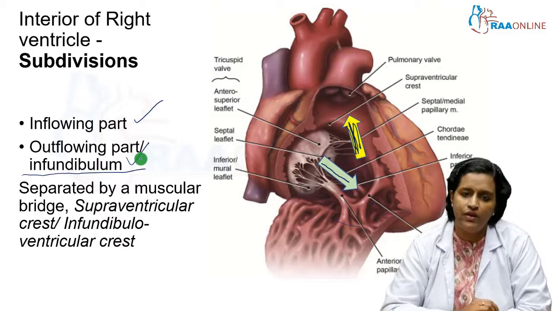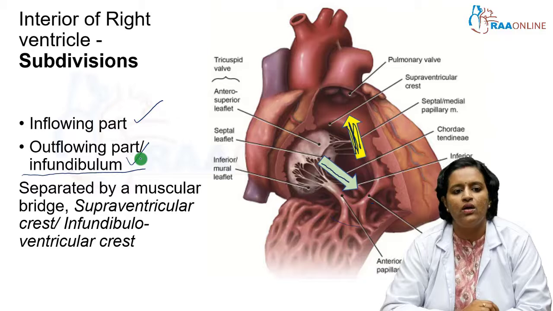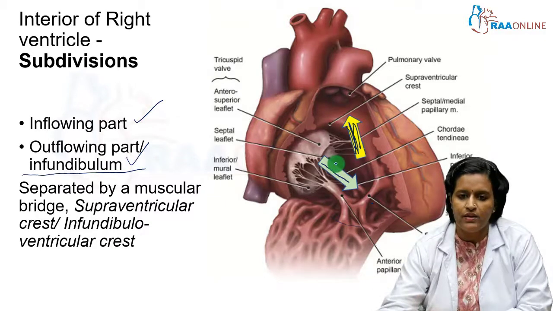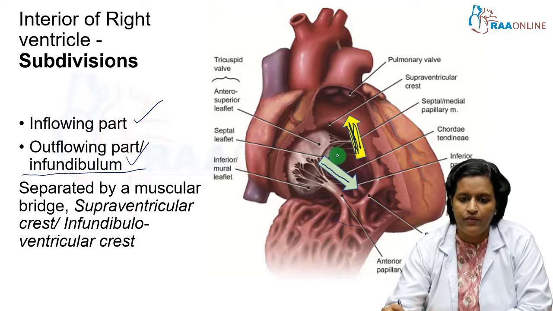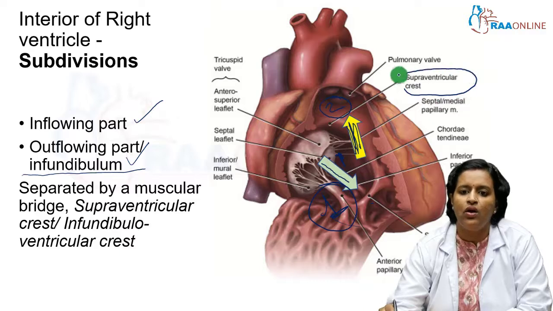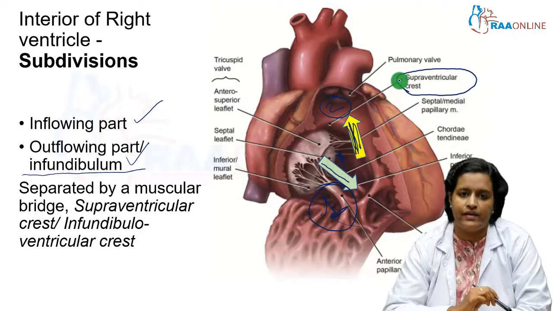So there are two parts of the right ventricle. One is called the inflowing part. Another is called the outflowing part, or the infundibulum. Now these two parts, as you can see, this is the first part I talked about, this one. This is the second part, along which blood flows out. These two are separated by a crest or a ridge. It is called the supraventricular crest.